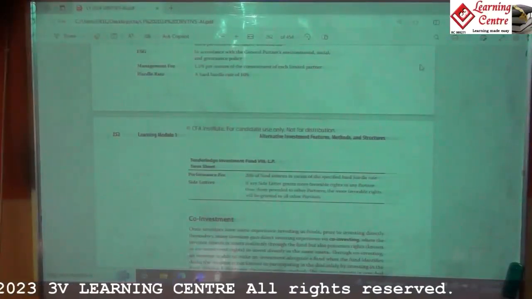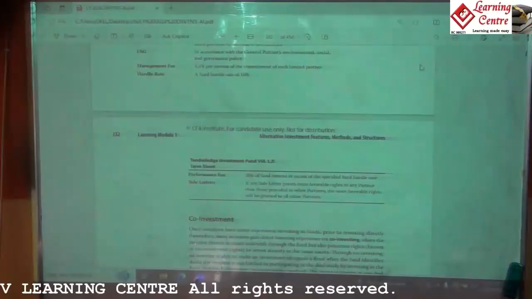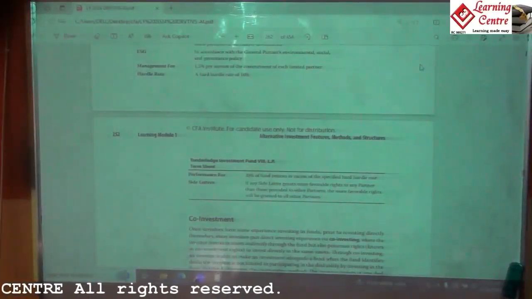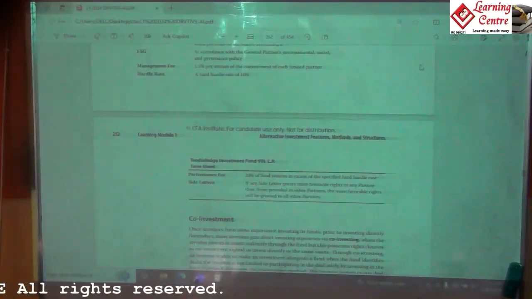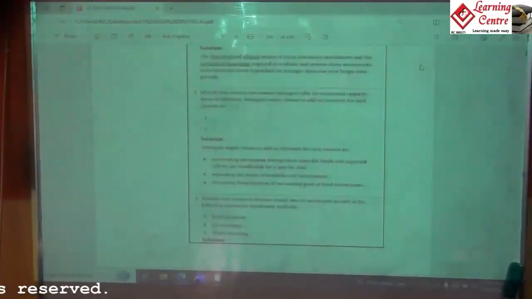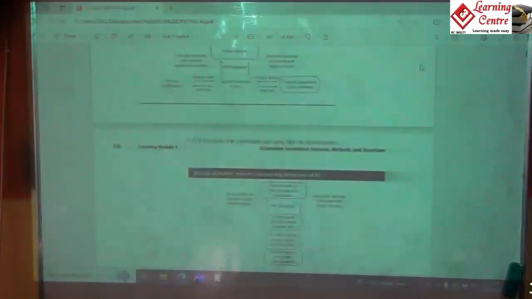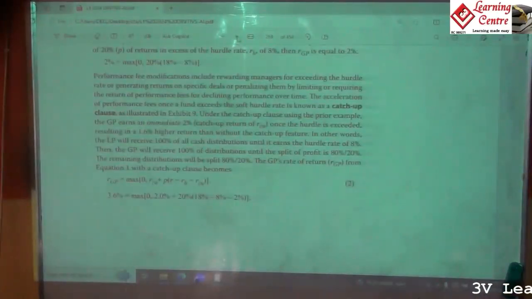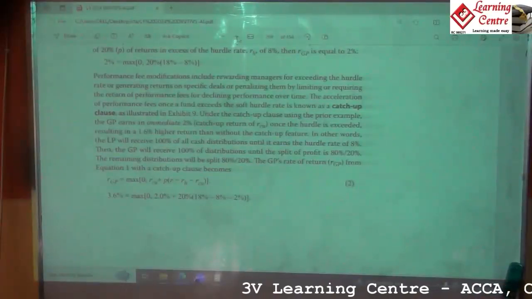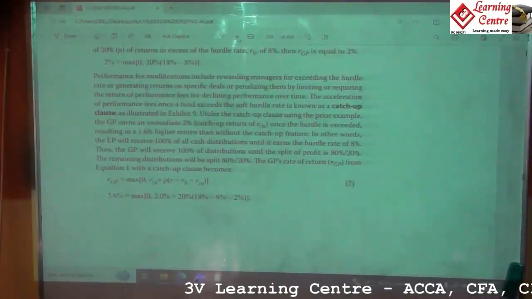One of them is the catch-up clause. Let's note it down: catch-up clause. This allows the general partner to catch up and receive.